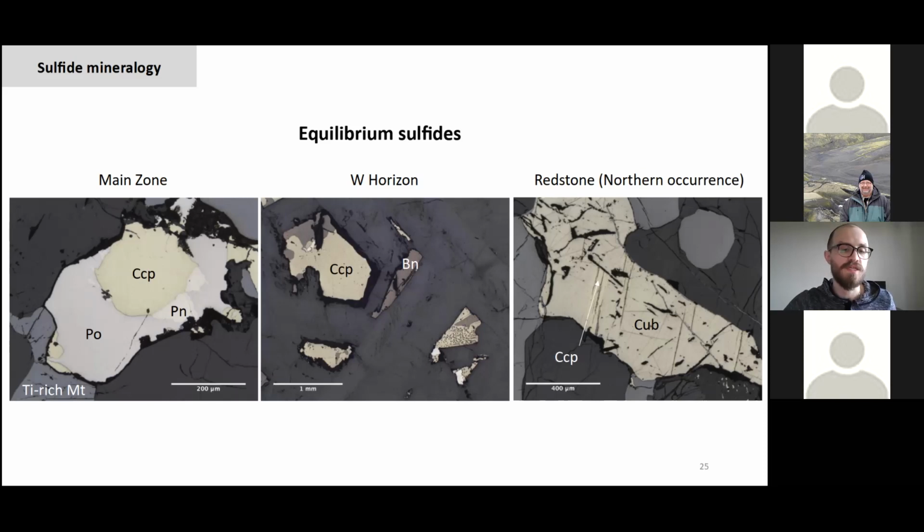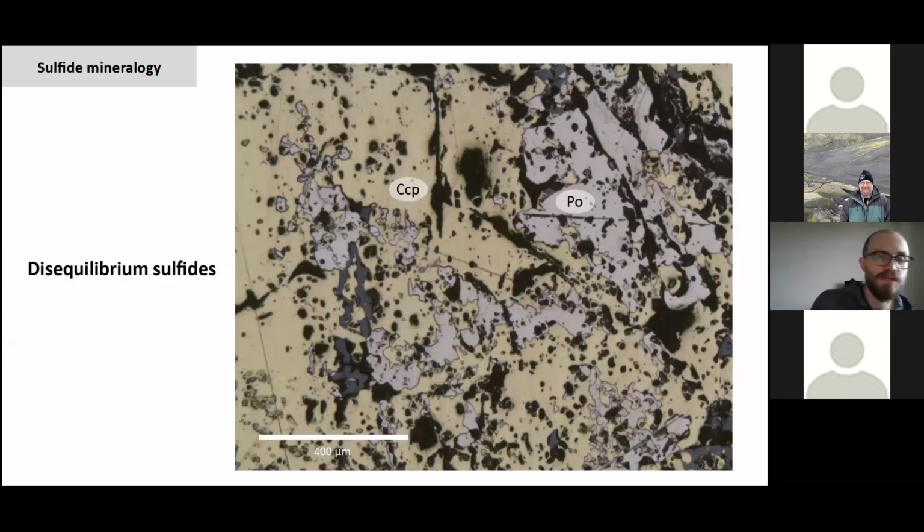Now, all of these sulfides can exhibit sharp rounded boundaries with each other and with their neighboring silicates and oxides. And these equilibrium textures are typical of sulfides that crystallize from a sulfide liquid. Now we can also get a range of non-equilibrium textures.